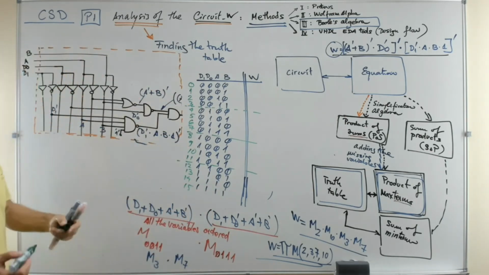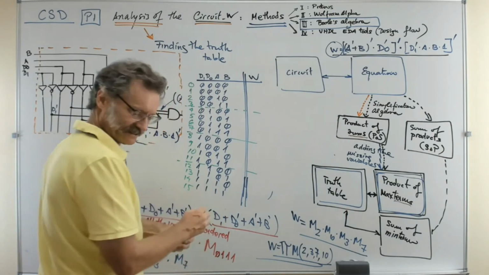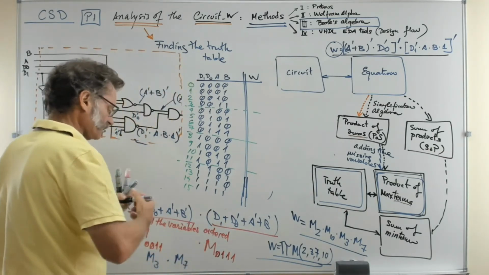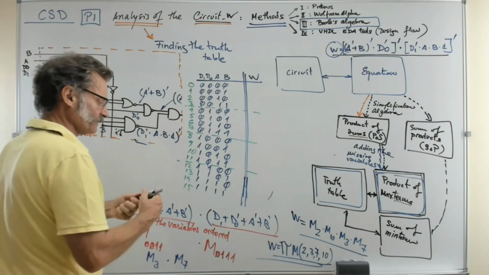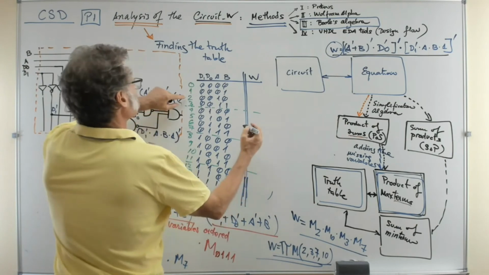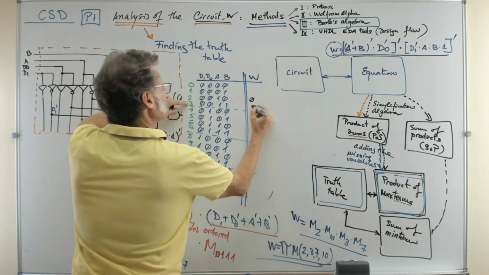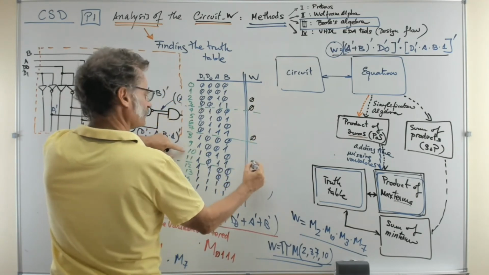So now what you know very well through this analysis is that the combination 2, all right, the combination 2, this one is a 0, and the 3 is a 0 as well, and the 7 is another 0, and the combination 10 is a 0.